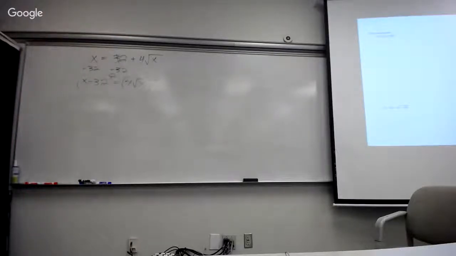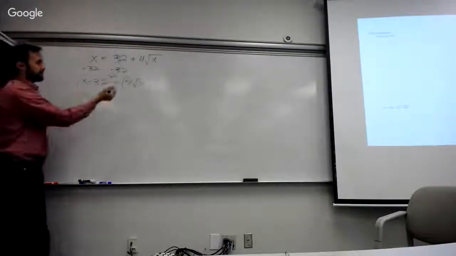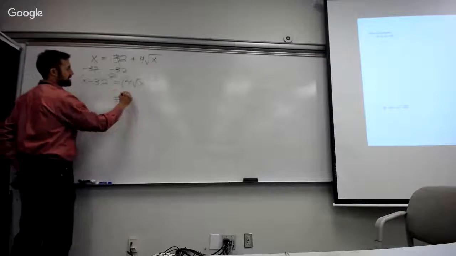Remember, the whole goal is to get rid of that pesky square root. And the only way to get rid of a square root is to square it. So we needed the root by itself so that when we squared it, it would get rid of the root. So now, on the right, we have 16x.